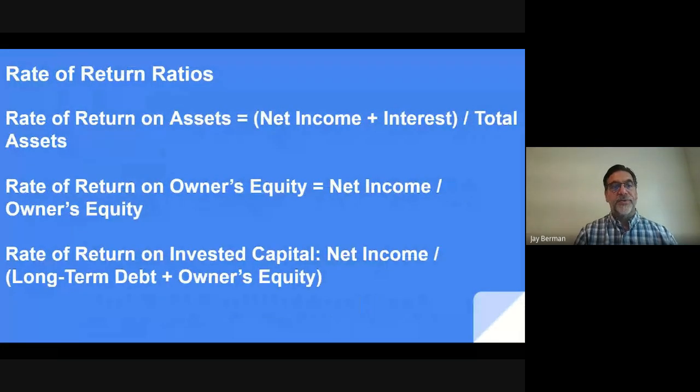Next, rate of return ratios. Rate of return on assets is net income plus interest, then you divide that by total assets. Rate of return on owner's equity equals net income divided by owner's equity. And the rate of return on invested capital is net income divided by both long-term debt and owner's equity.